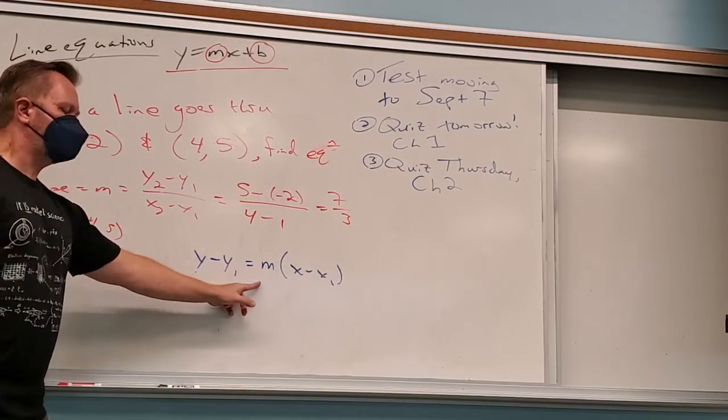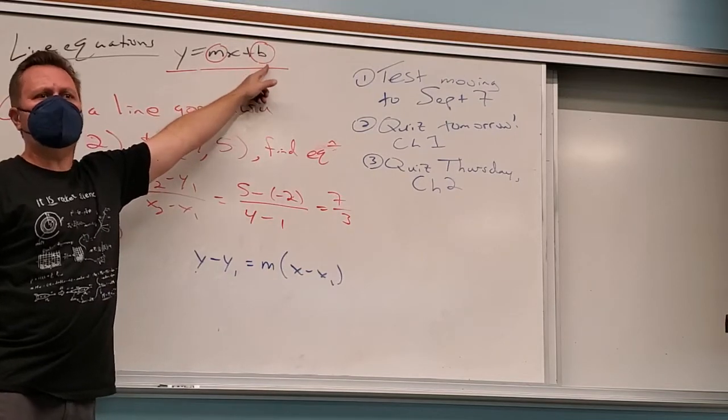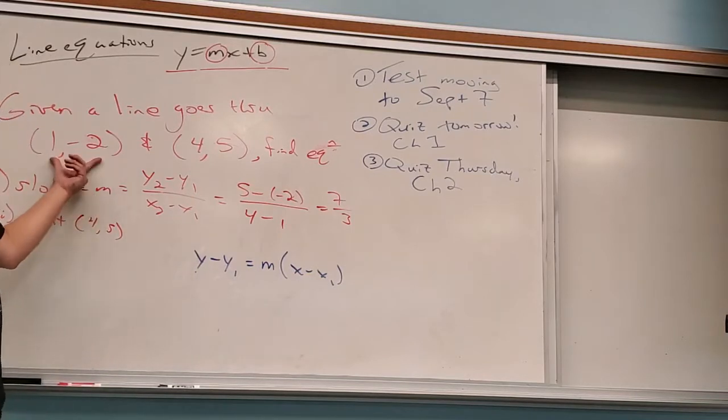All right. Why is this one good for my situation? Because I don't have the y-intercept. That's what b is. Here, I've got a point though. We picked this one. You could have picked the other one. It would have worked. All right, how are we doing so far?